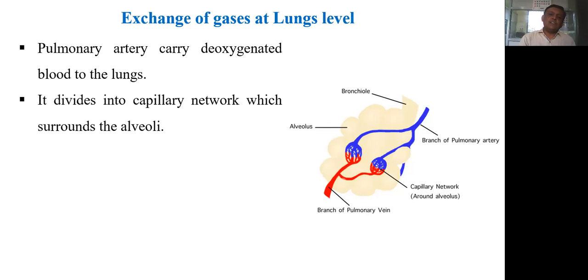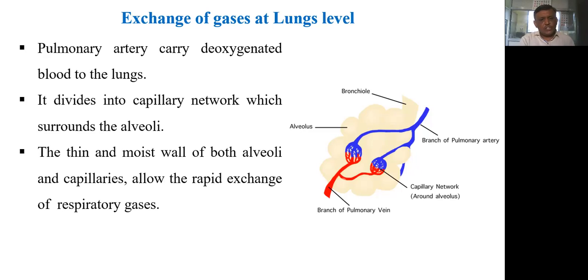When the pulmonary artery enters the lung, it immediately divides into capillaries, and these capillaries then surround the alveoli. That means the alveoli are in very close or immediate contact with the capillary surface. So you can say the lungs or the alveoli, air sacs, are richly supplied with blood capillaries. So the pulmonary artery, after entering the lungs, divides into a capillary network, which completely surrounds the air sacs or alveoli.